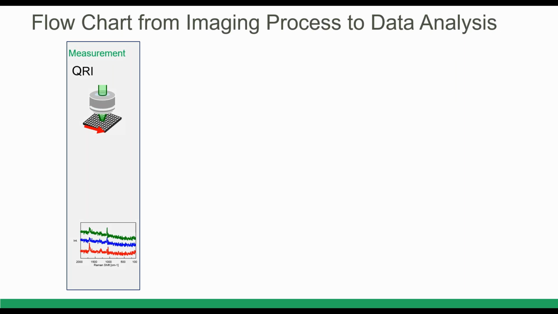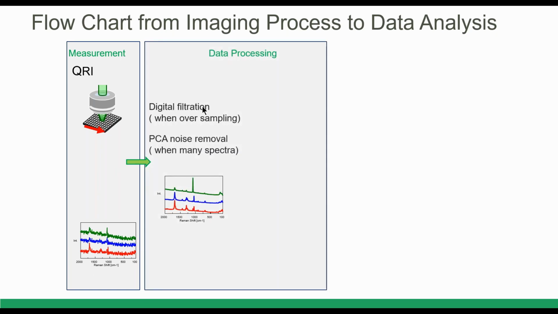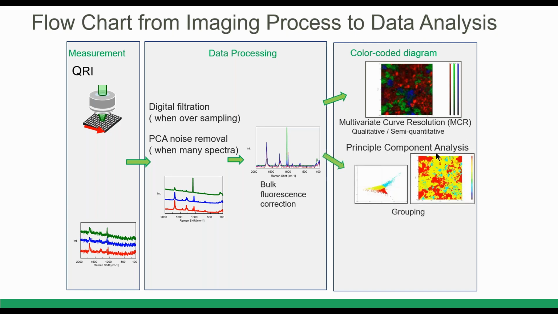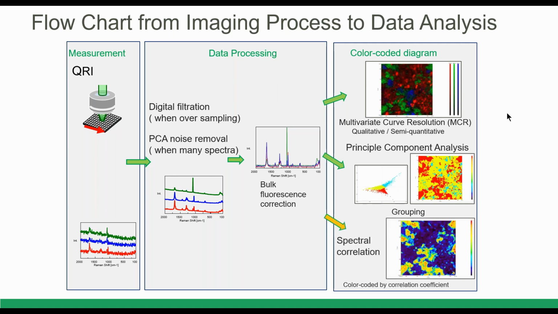So actually, the flow chart that we use at JASCO can be followed. We are just taking the measurement at high speed. We have our spectrum. Then those spectra can be improved using digital filtration, reducing noise, or doing spectrum averaging. And also we can reduce or correct the fluorescence. And additionally to that, we can use different chemometric techniques like MCR, that is the multivariate curve resolution. Also, you can use PCA, that is the principal component analysis, and spectral correlation. All these techniques are very well known, very well established.